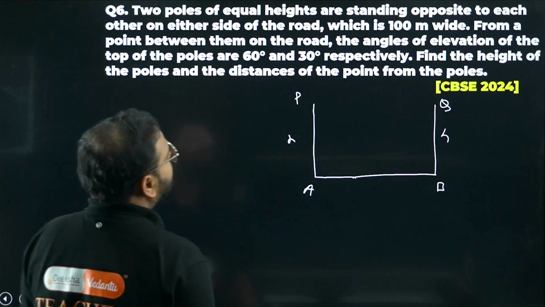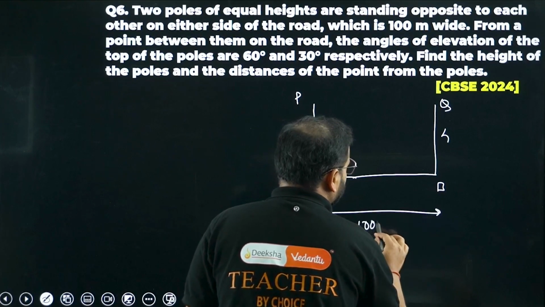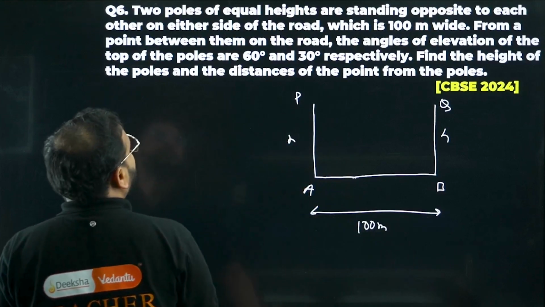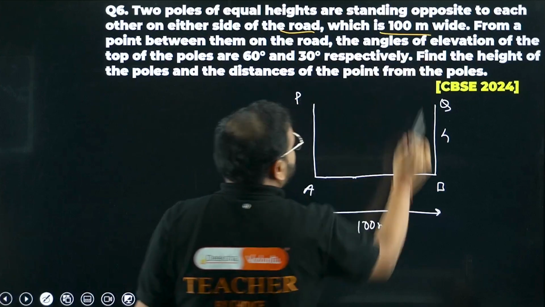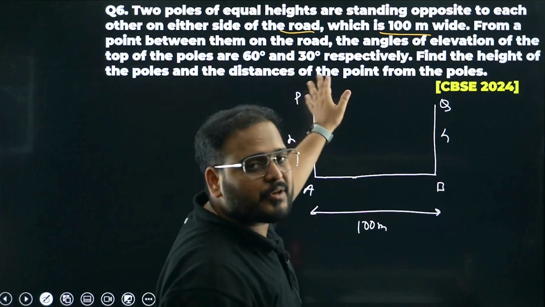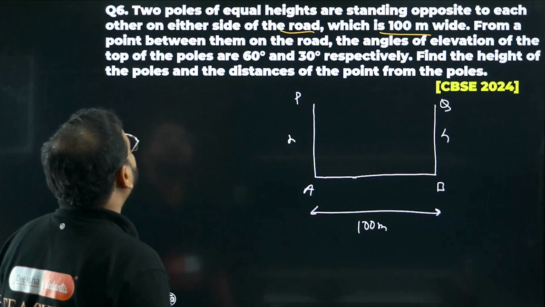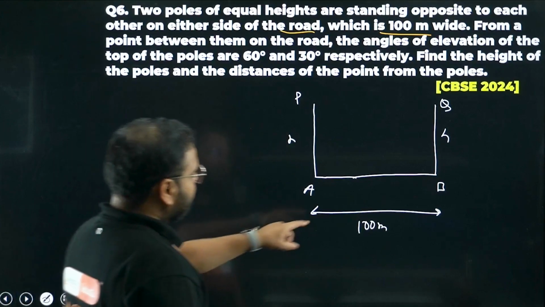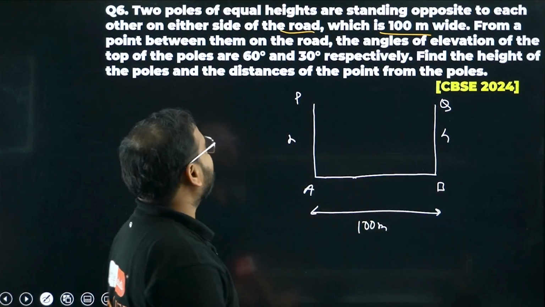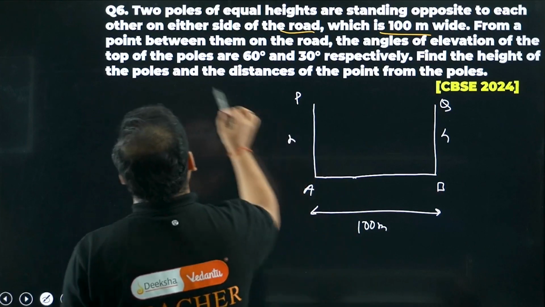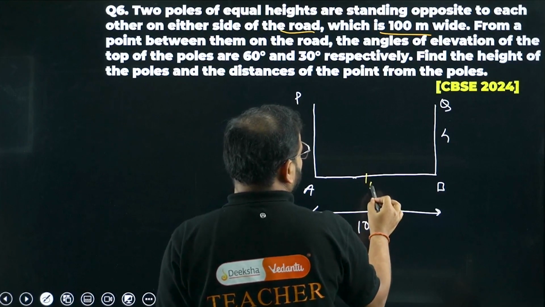Now the road is 100 meters wide. This is 100 meters. Have a look, don't get confused. The road is 100 meters wide. That's how you take the data. Read the question and draw in the given figure using all the information. From a point between them. Between the poles, but is it exactly in the center? No, it's not set, only a point somewhere between them. Let's call this point D.